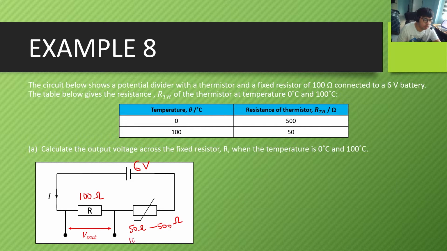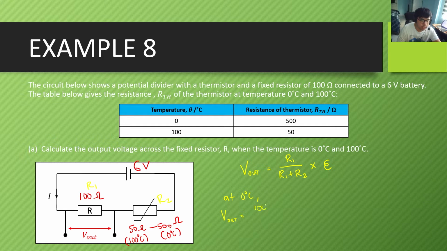If the temperature is 100 degrees Celsius, the resistance of the thermistor is 50 ohm. If the temperature is 0 degrees Celsius, then the resistance of the thermistor is 500 ohms. Calculate the output voltage across the fixed resistor when the temperature is 0 degrees Celsius and 100 degrees Celsius. For this one, we're going to use the formula of the potential divider. R1 is the 100 ohm fixed resistor, and R2 is the thermistor. So at 0 degrees Celsius, what is the voltage output of this circuit?